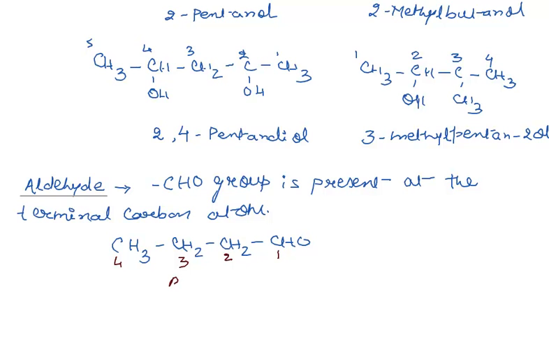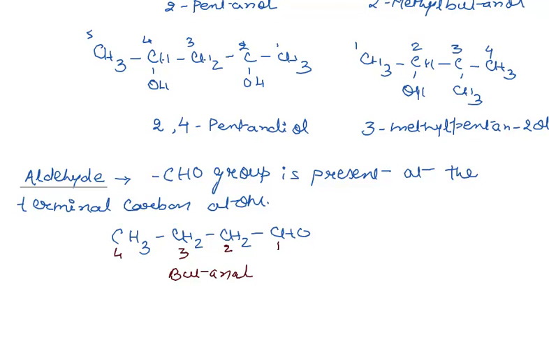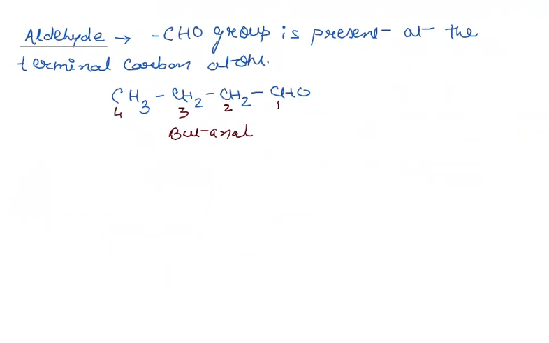So what would be its name? The number of carbon atoms is 4. So what would be the root word? Butane. What is the suffix? Al, that is the secondary suffix. So it is butanal. Is my point clear? Or I'll take some more examples of it.